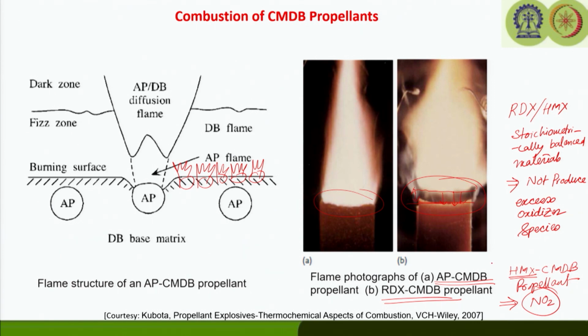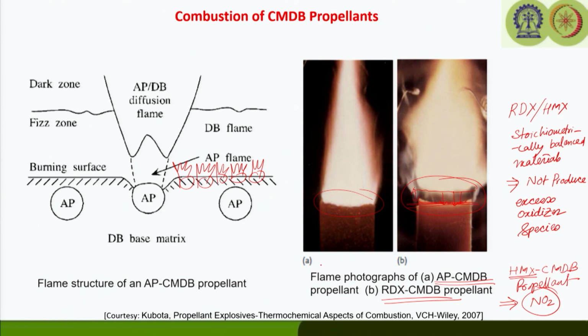However, if we talk about the physical structure of the propellant, it is going to be slightly heterogeneous, because we are adding additional crystals into the propellant matrix. So, the propellant will become heterogeneous. However, the gas phase structure will still be homogeneous, because gaseous decomposition products from the HMX or RDX crystals are going to mix with the gaseous products formed from the base matrix and diffuse. They will mix together and form the premix flame at a distance from the propellant surface.